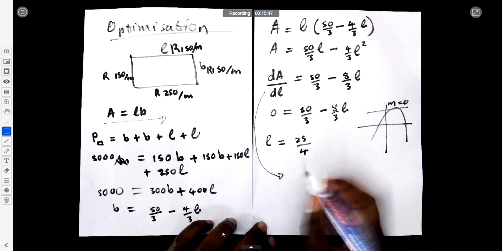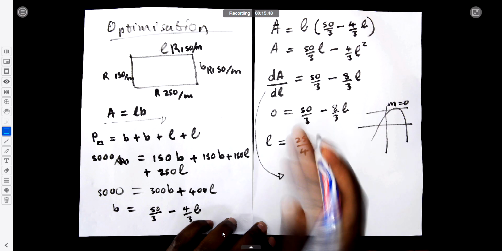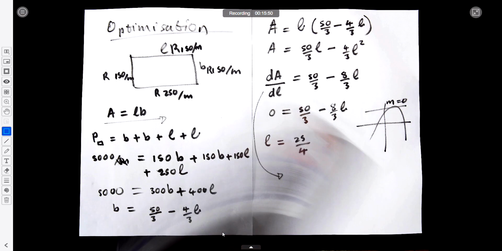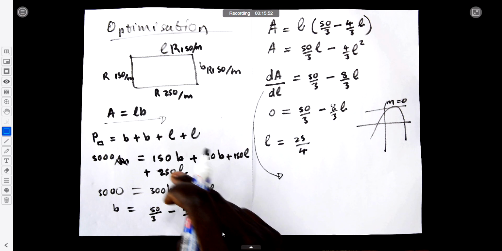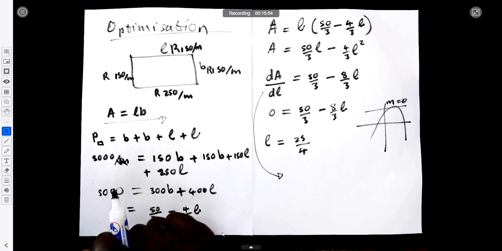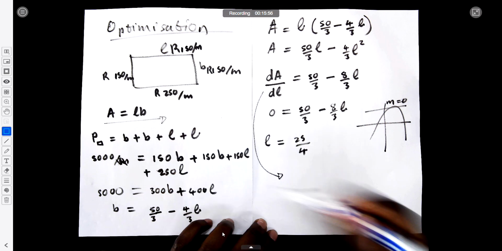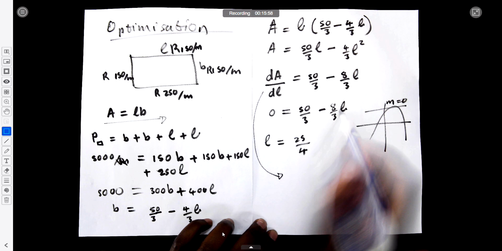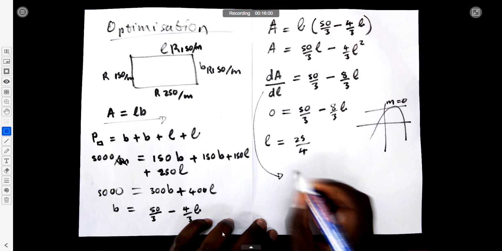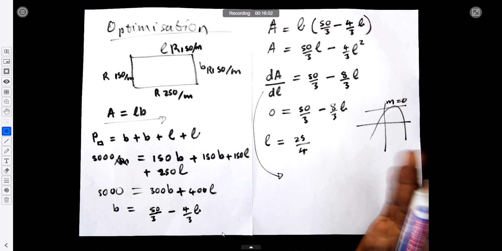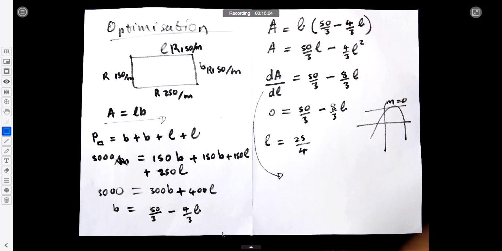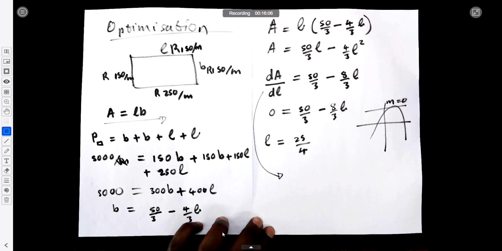Though here we don't have two lengths, there are other functions where, let's say, you differentiate or factorize and find the solution and find that you have two lengths. So you have to prove which one is a maximum and which one is a minimum. But at least here we just have one length.